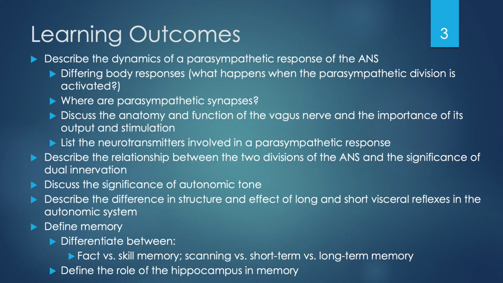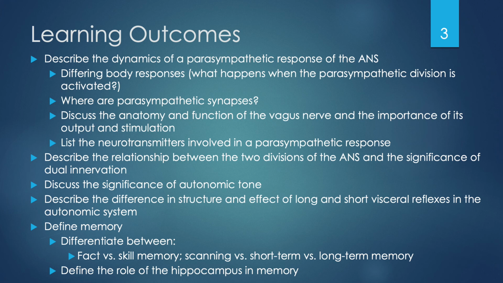Also, we'll describe the dynamics of a parasympathetic response of the autonomic nervous system. So we'll discuss differing body responses. So for example, what happens when the parasympathetic division is activated? We'll discuss where there are parasympathetic synapses.